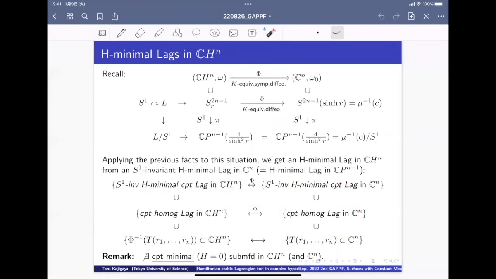We stop here the first section, and in the next video, I will investigate the Hamiltonian stability and the HVM property of the Lagrangian torus orbits in CHN.